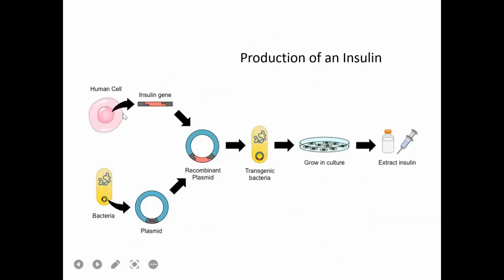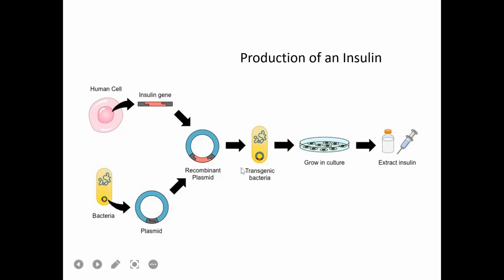Okay, see, the human cell insulin gene is isolated. So here the bacterial cell plasmid is isolated. Now, using the E. coli restriction enzyme, the plasmid is cleaved and joined with the insulin gene. Then again the plasmid is introduced into the bacteria. Now the bacteria is called transgenic, meaning the gene sequence has been changed. Trans means different, genic, gene.